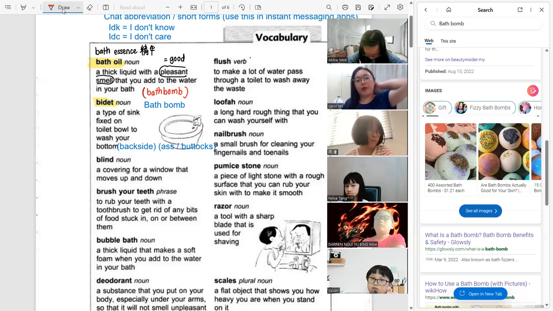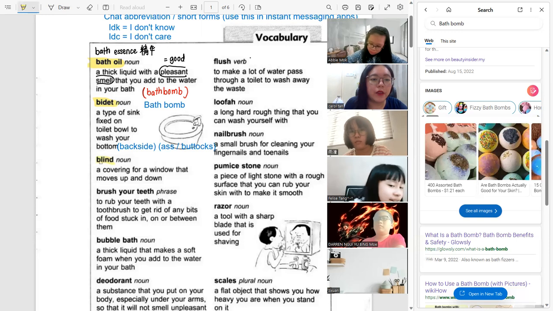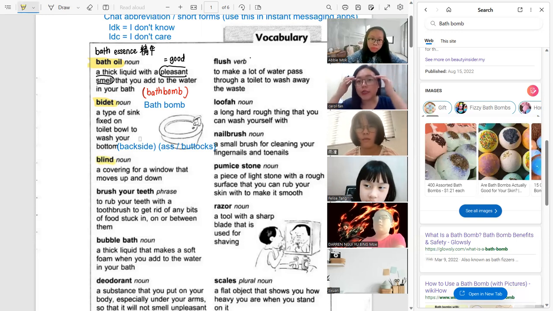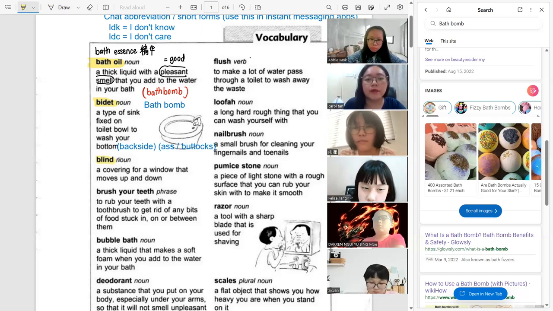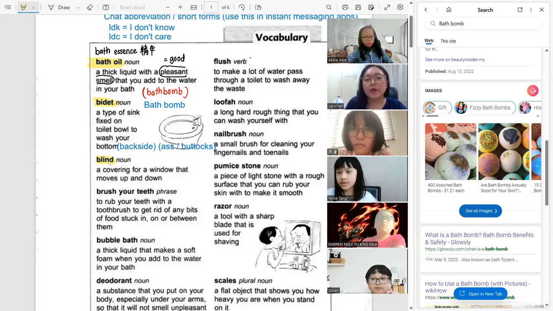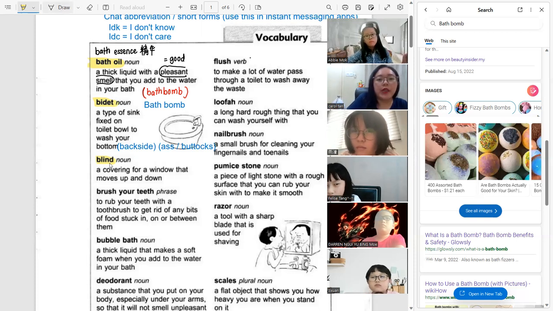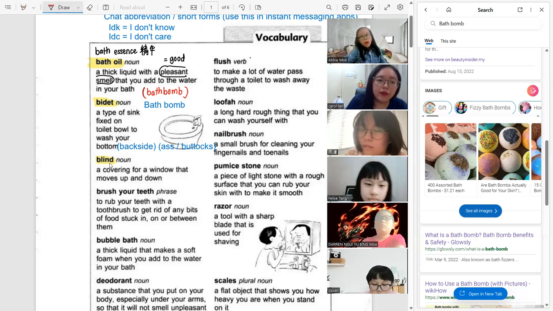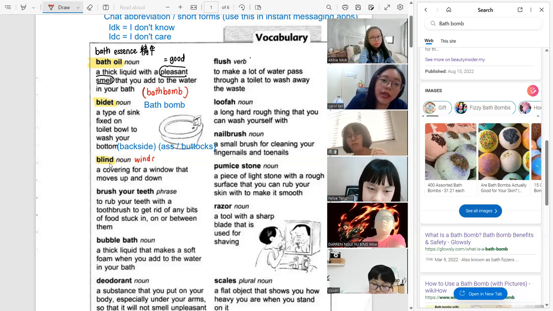Okay. Right. Great. So next, Felice, can you tell us what about the third one? Blind. I thought blind is an adjective, like I'm blind and cannot see. But it's a noun. Right. Window blind, correct. Everybody can write window blind over here. Can you explain to us what a blind is? A covering of a window that moves up and down. Correct.